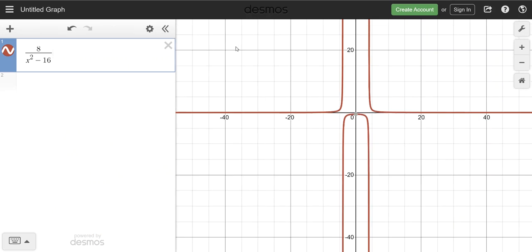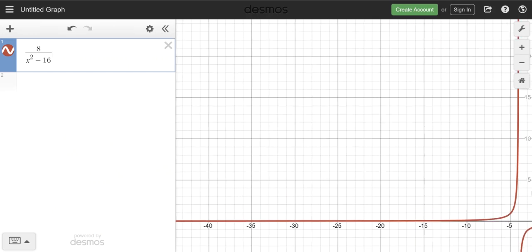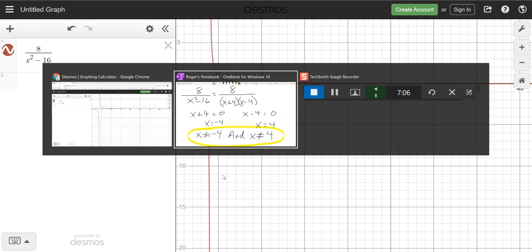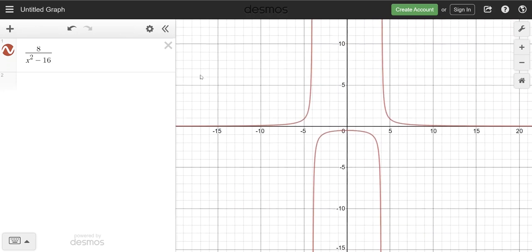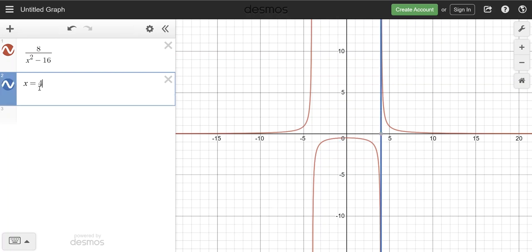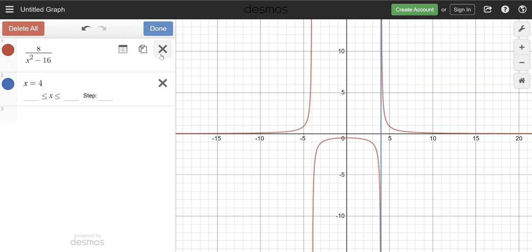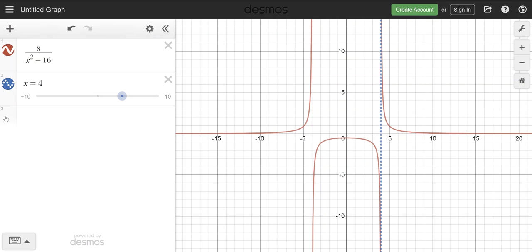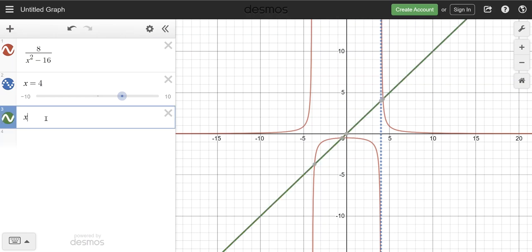So take a look at this then. -4 and 4. Where is -4 and where is +4? Let me get this centered up a little bit. So this is -4 right here, and this is +4 right here. So let's put 2 more graphs up here. Let's put up x equal to 4. And let's change the way it looks just a little bit. Let's make it a dotted line to make it a little easier to see. And let's do one more, x equal to -4.